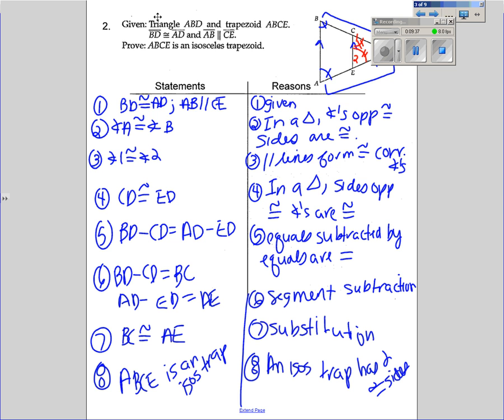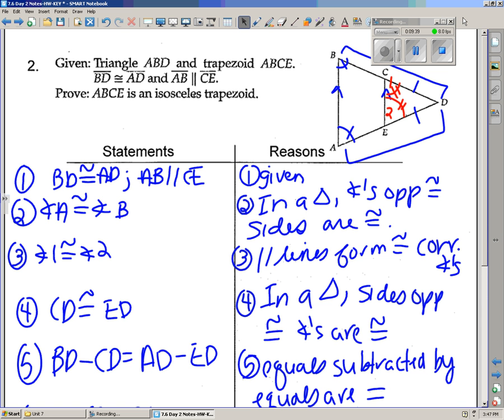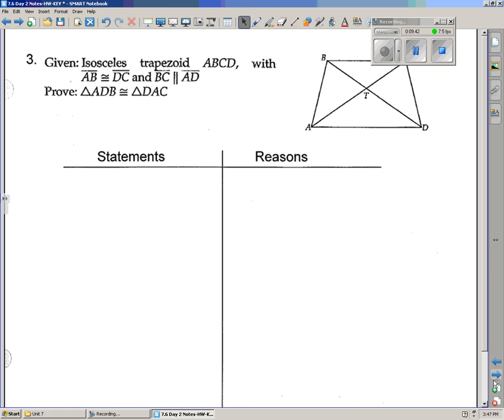All righty. This next proof, I believe, is pretty short. What we got going on here? Isosceles trapezoid, AB and DC are congruent, so we know that already. And then we've got the parallel lines being AD and BC. We want to prove that ADB is congruent to DAC, which is here, here, here. All right, so this should be pretty easy, I would think.